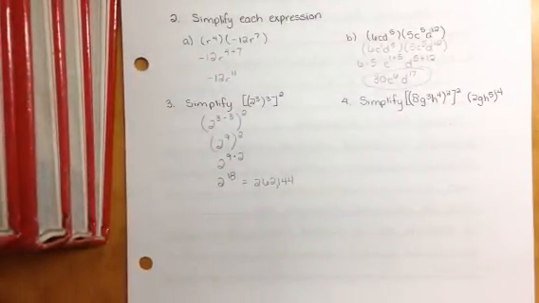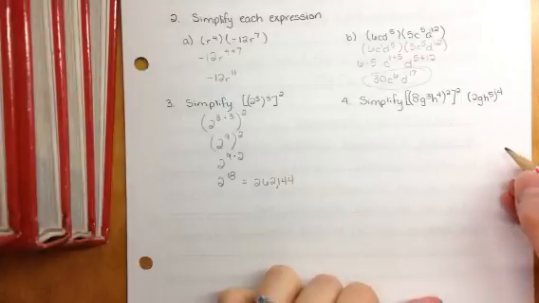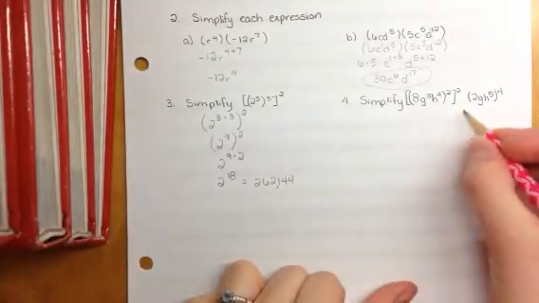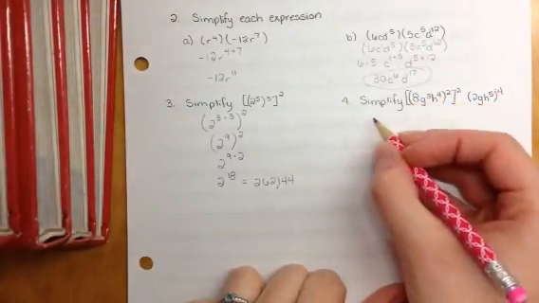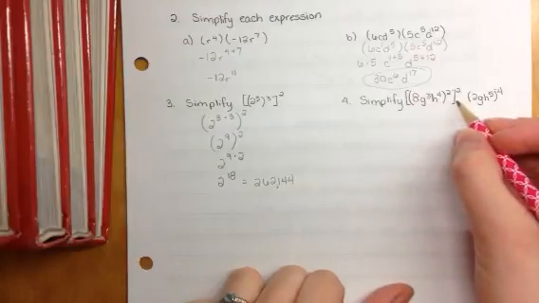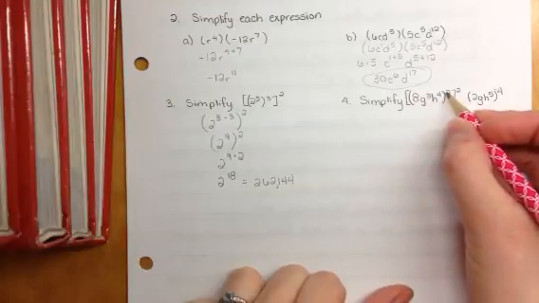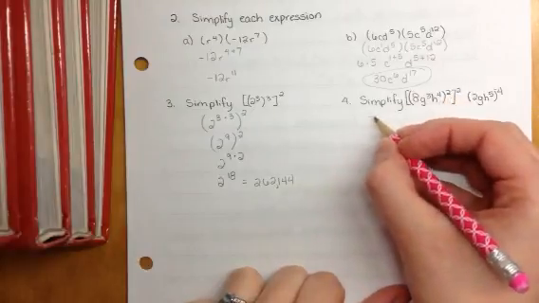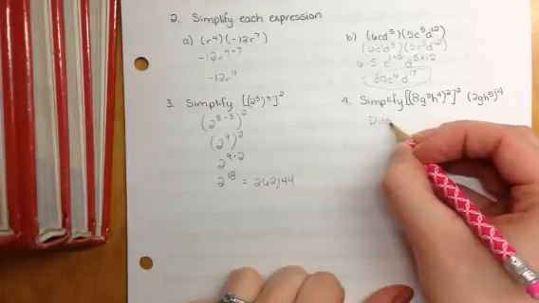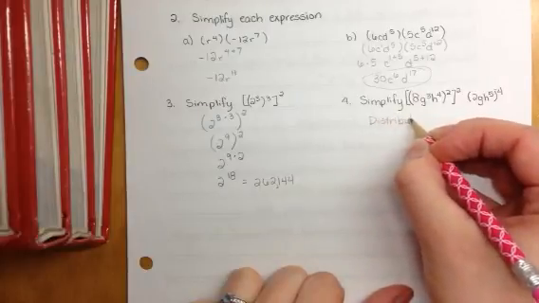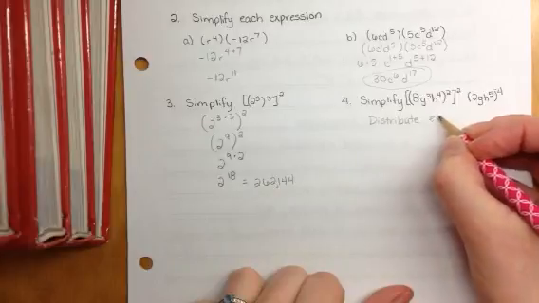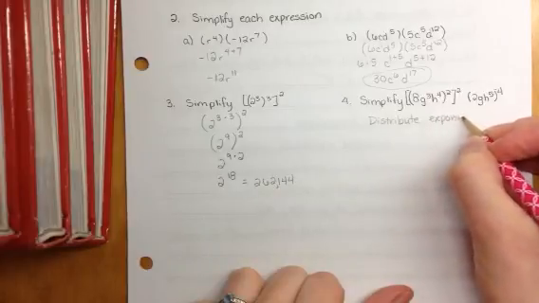Simplify (8g^3 h^4)^2 squared, times (2gh^5)^4. There's a lot going on here. We're going to do it bit by bit, so I'm going to work with what's in this set of brackets inside the parentheses first. We're going to distribute this square to everything in our parentheses.